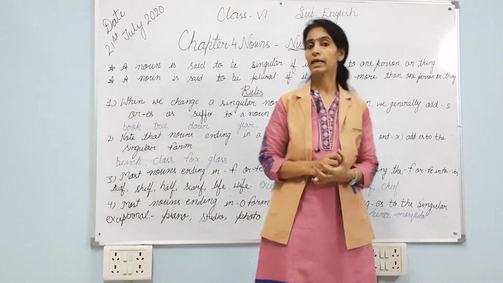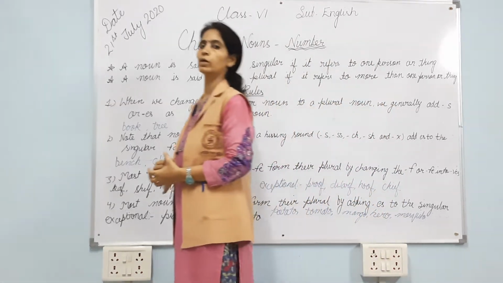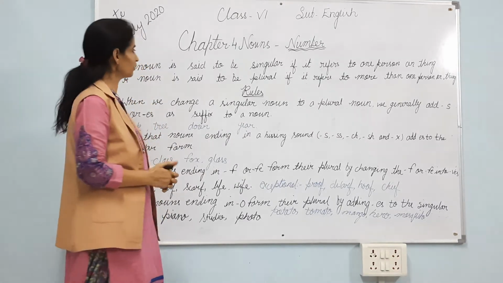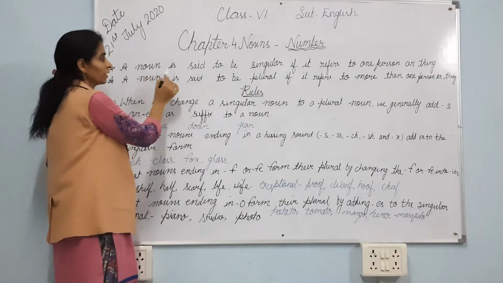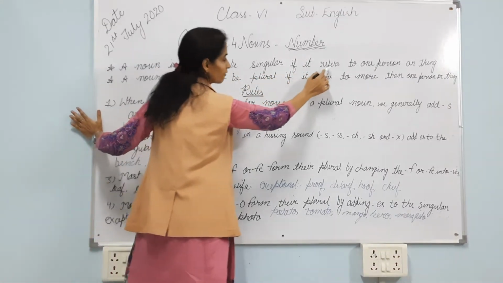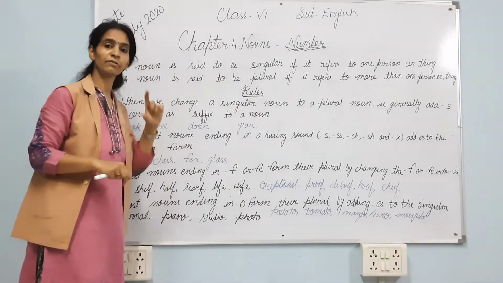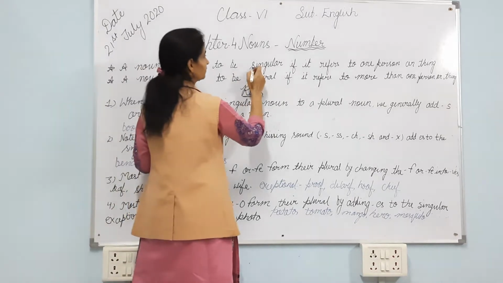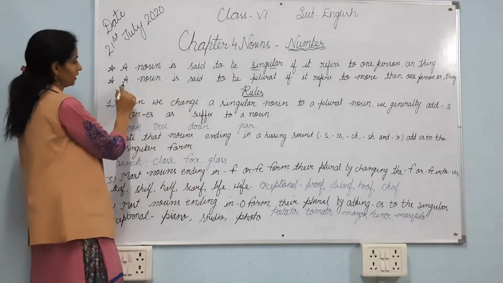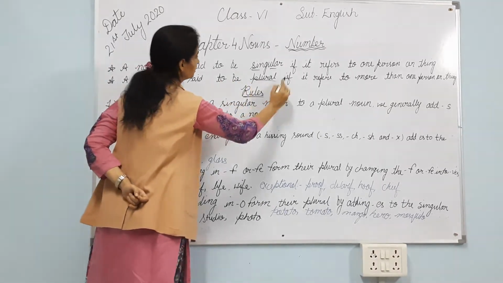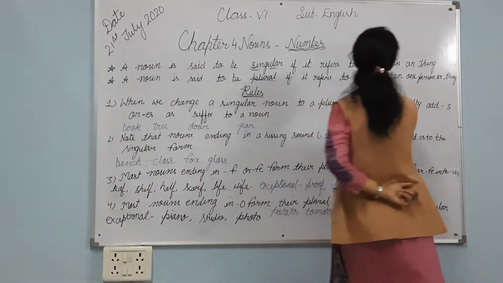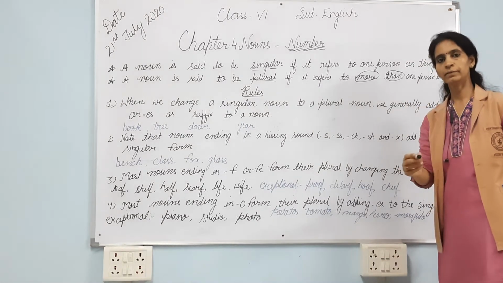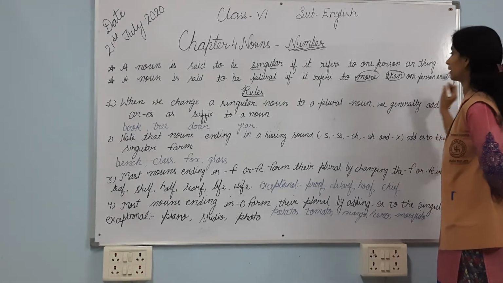What is number? What is it called in Hindi? Ekvachan and bahuvachan. Ekvachan is singular and bahuvachan is plural. What is singular? A noun is said to be singular if it refers to one person or thing. When we speak about one person, one animal, one thing, that is called singular number. Second is plural number. A noun is said to be plural if it refers to more than one person or thing. When we talk about more than one person, animal or thing, it is called plural.